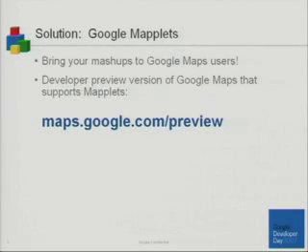So this basically is a new programming model that enables you to take your mashups and build them as pieces that can be embedded within the Google Maps site. So currently, the only way for you to see Mapplets is to go to the special developer preview version of Google Maps at maps.google.com/preview. So I'm going to show you a demo now.